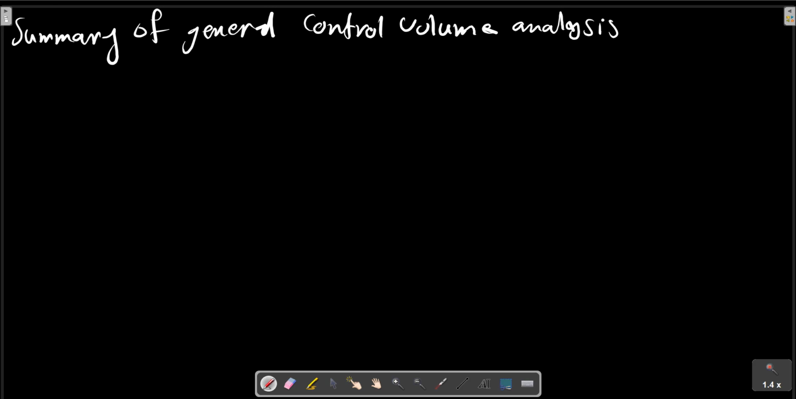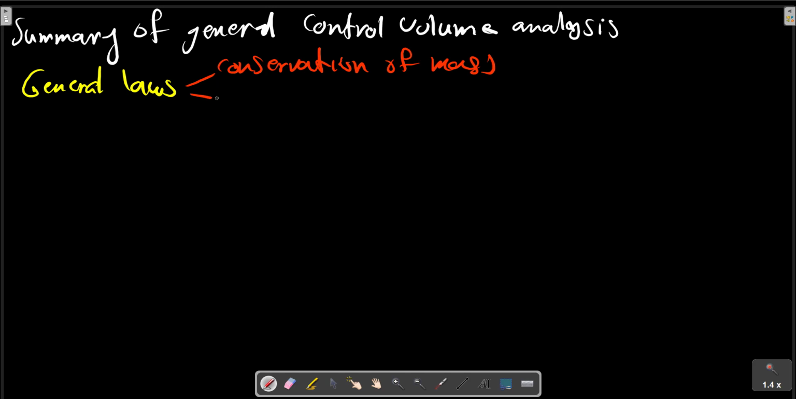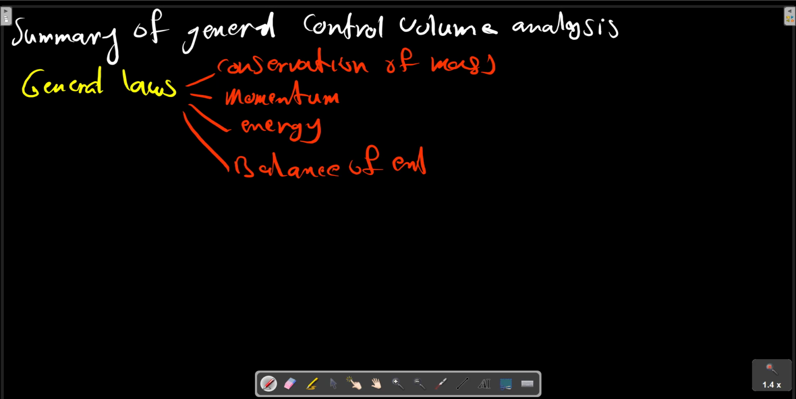One of the more important subjects to learn is the control volume formulation of the general laws: conservation of mass, momentum, and energy, and balance of entropy.